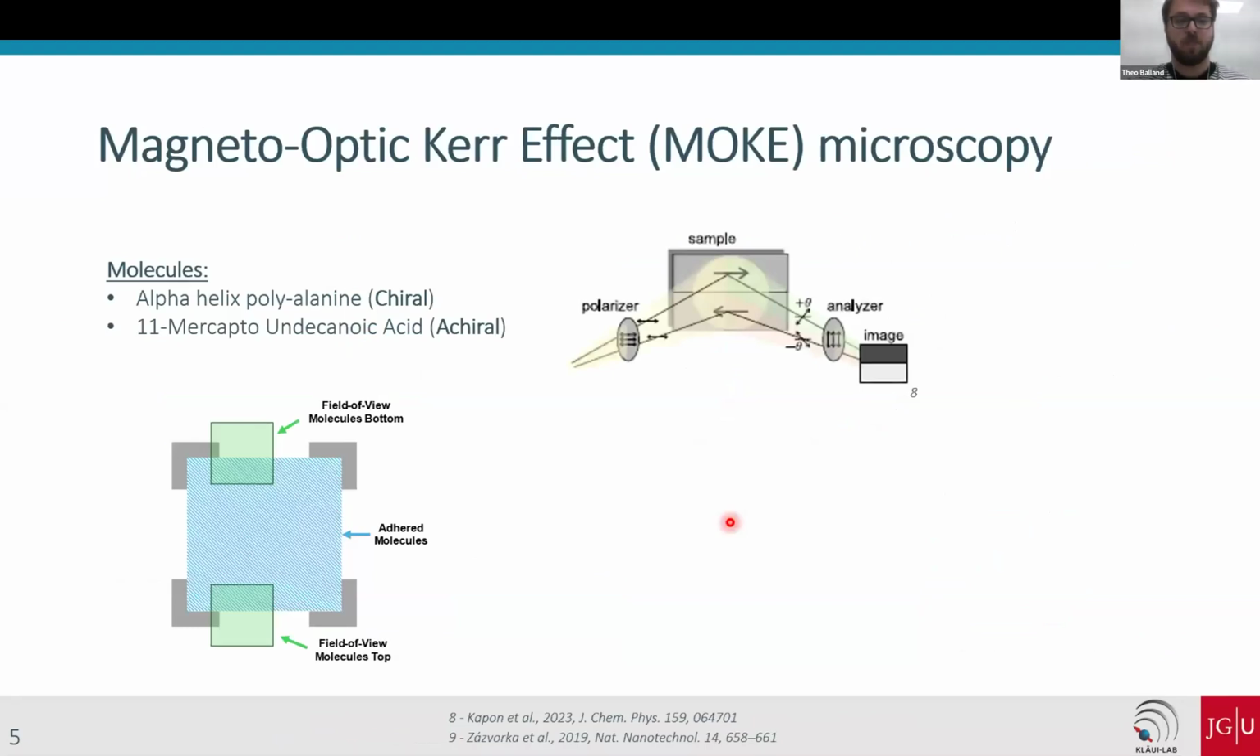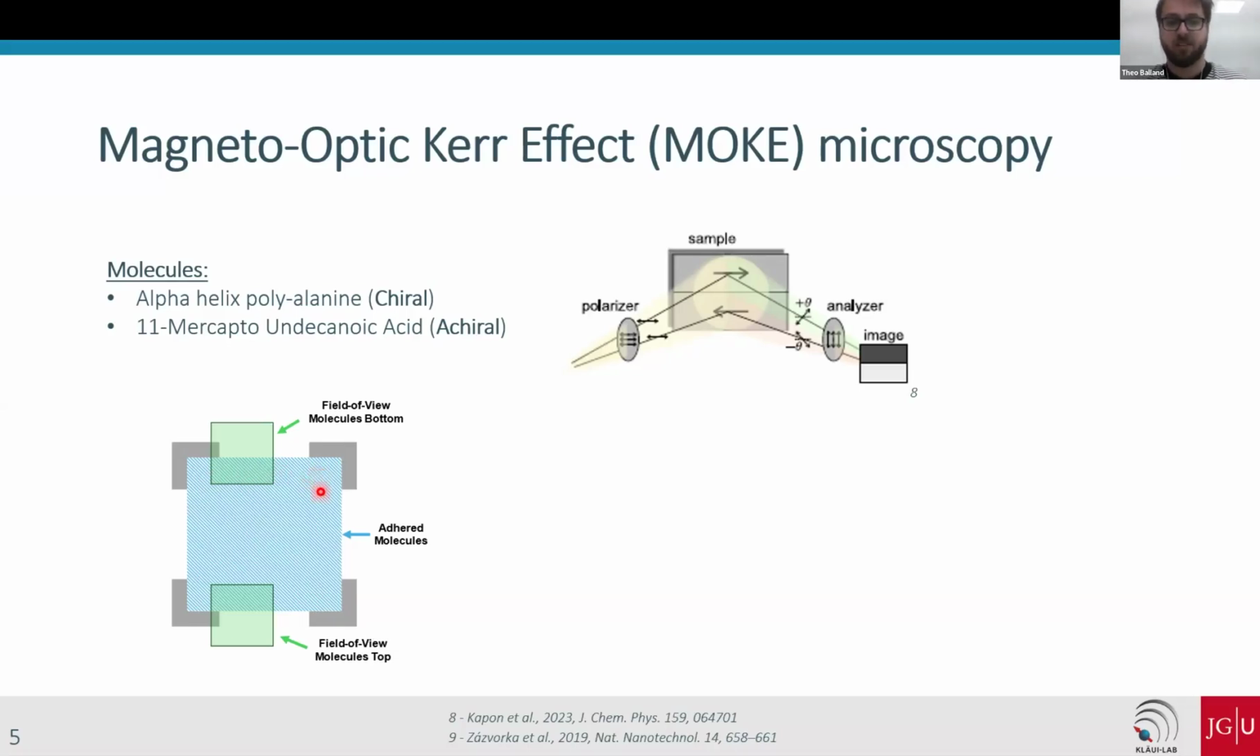To make those samples, we deposit the molecules on the thin film with dip coating, and we also do the experiment with another molecule, an achiral molecule, 11-mercaptoundecanoic acid. And for some of the samples, the molecules are adsorbed selectively on the thin film to disentangle the effect of the whole deposition process.